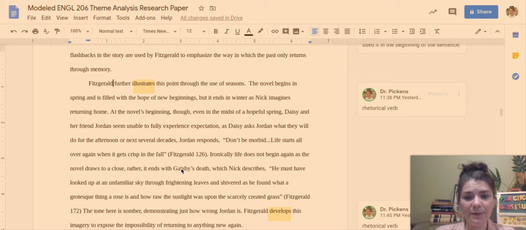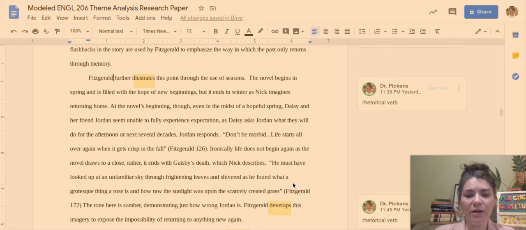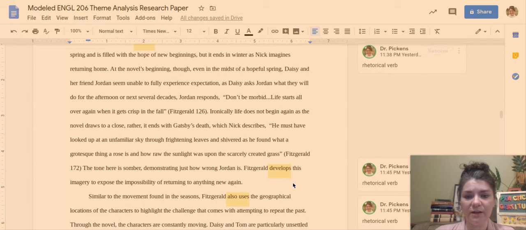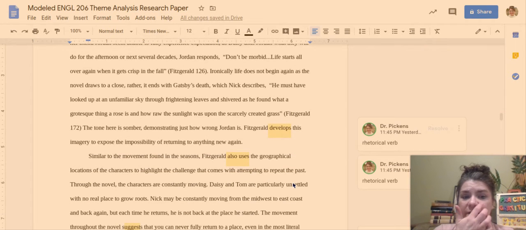Ironically, life does not begin again as the novel draws to a close. Rather, it ends with Gatsby's death, which Nick describes: "He must have looked up at an unfamiliar sky through frightening leaves and shivered as he found what a grotesque thing a rose is and how raw the sunlight was upon the scarcely created grass." The tone here is somber, demonstrating just how wrong Jordan is. Fitzgerald develops this imagery to expose the impossibility of returning to anything new again.